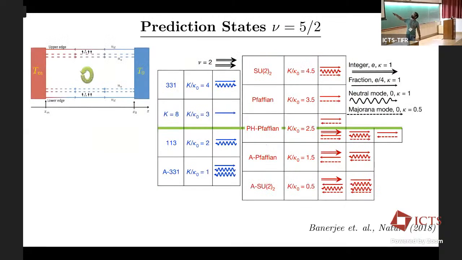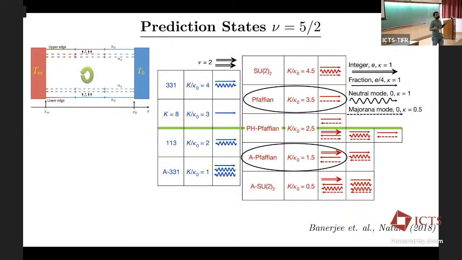So the predicted values for the kappa for these are all integers, as you expect. These are non-abelian states. Abelian states. These are non-abelian, and you can see 4.5, 3.5. It goes from high to low, continuous. Okay. So the numerically most predicted states were Pfaffian and anti-Pfaffian.